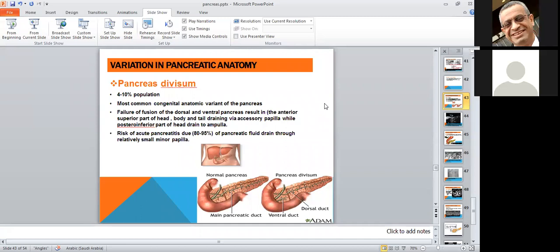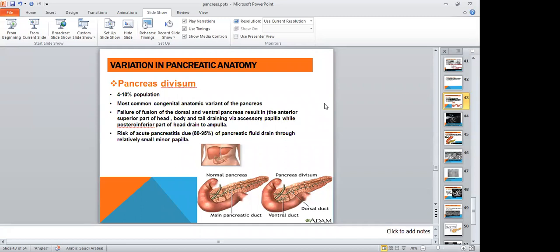First, the pancreas divisum. About 4 to 10% of the population, the most common congenital anatomic variation of the pancreas, failure of fusion of the dorsal and ventral pancreas results in the anterior superior part of the head, body, and tail draining via accessory papillae, while the posterior inferior part of the head drains to the ampulla.